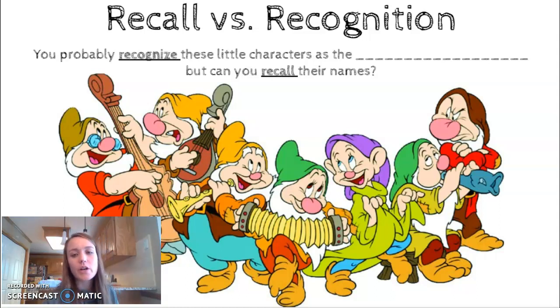A test with recall would be having fill in the blanks and you don't have a word bank. You are forced to recall the information. Recognition would be a word bank. You can recognize that the words are there and you'll know what the definitions are.